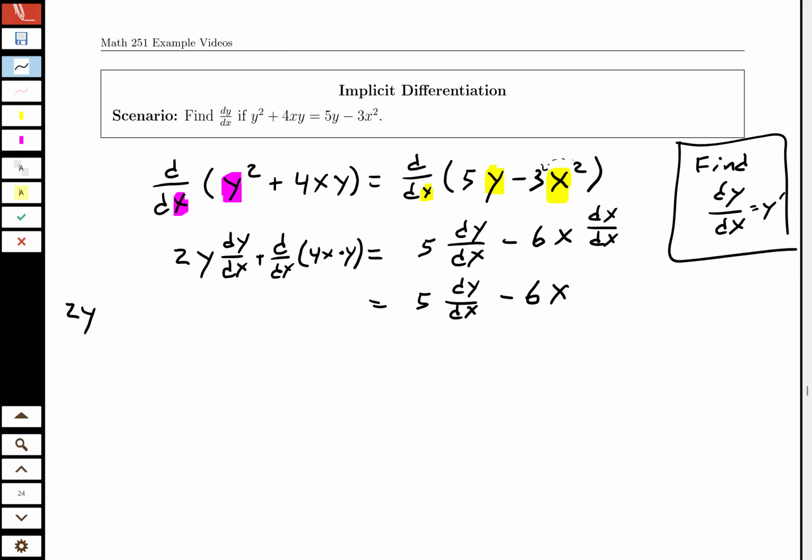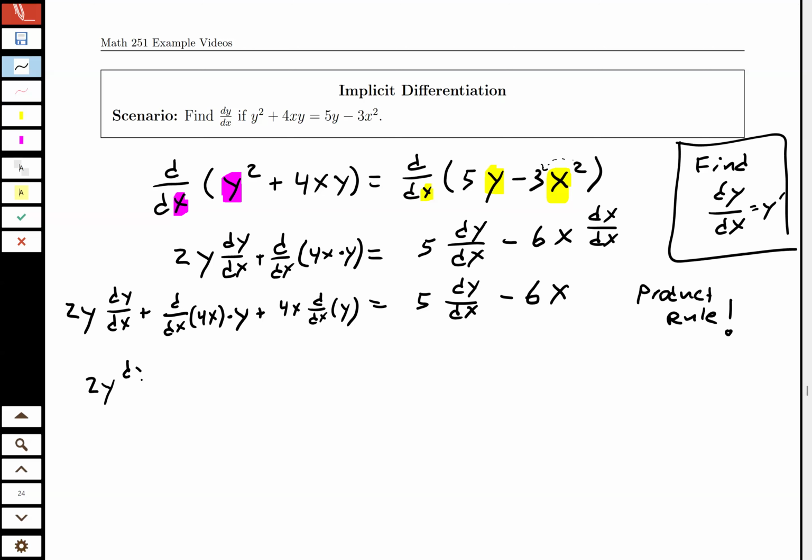I have 2y dy/dx, that drops down, plus product rule says take the derivative of the first piece, 4x, multiplied by the second, plus the first function times the derivative of the second. So I got f prime of x times g of x plus f of x times g prime of x. I'm taking the product rule there. Let's take those derivatives.